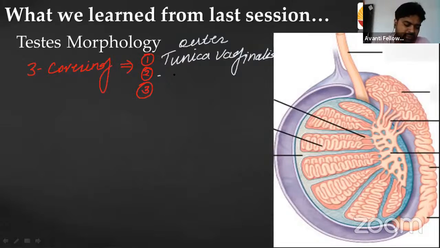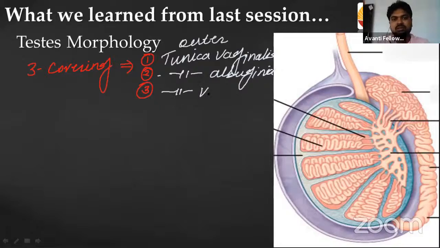In second, the middle covering is known as the tunica albuginea. And the last covering, the inner covering, is known as the tunica vasculosa. That is what we already discussed in the last session. So we went through some revision, and now we will start the session. Next we discuss the different parts.